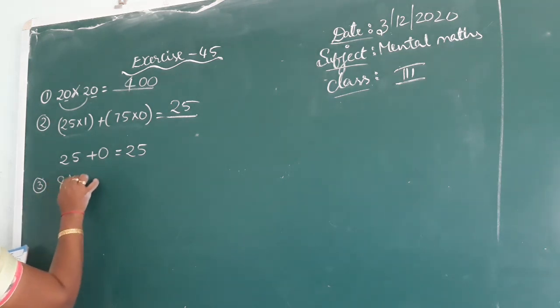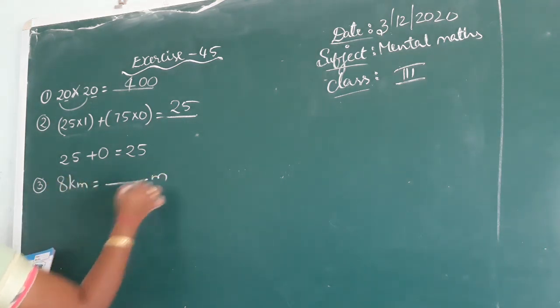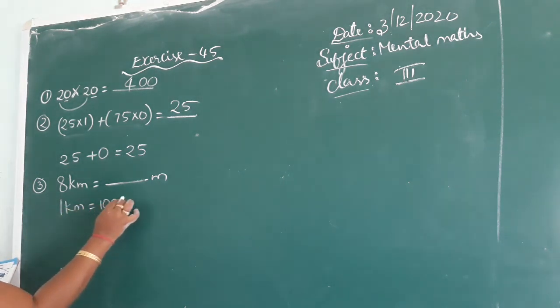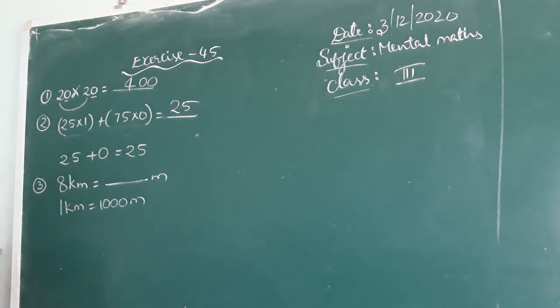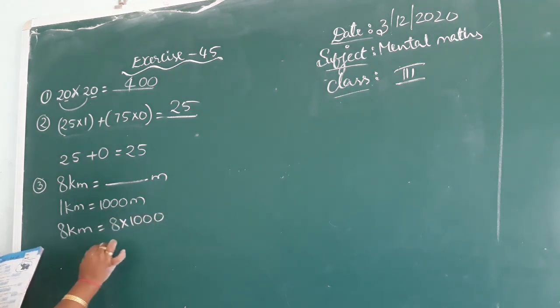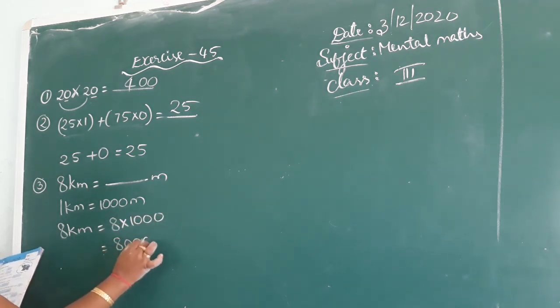See the third one. 8 kilometers equal to how many meters? How many meters are there in 8 kilometers? Children, 1 kilometer contains 1000 meters. So 8 kilometers means 8 into 1000, which is 8000 meters.